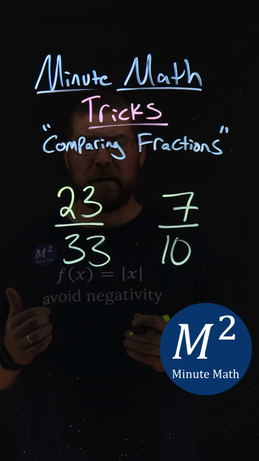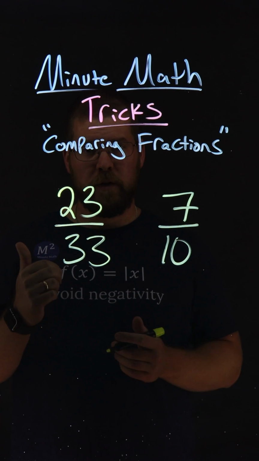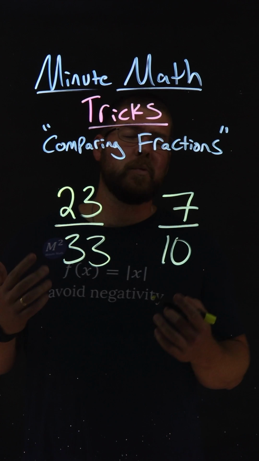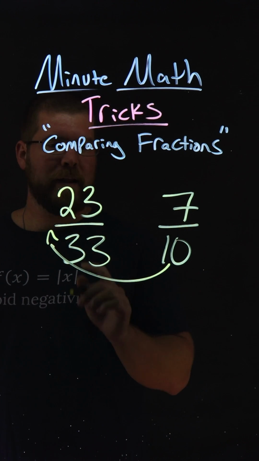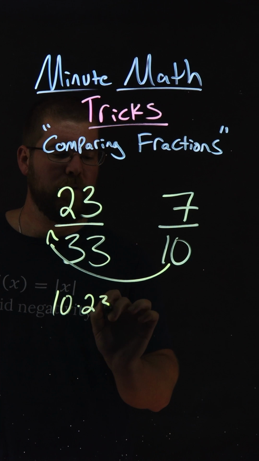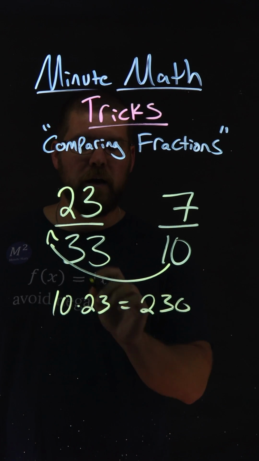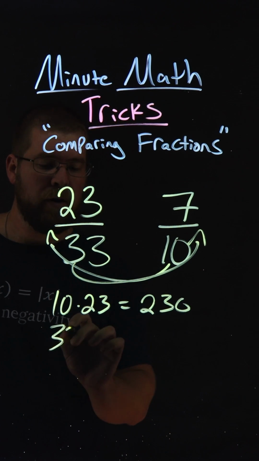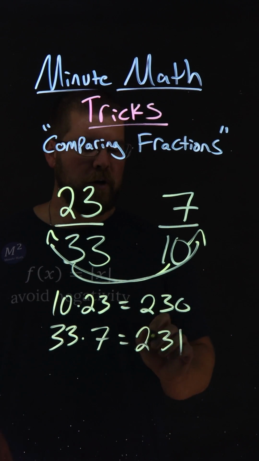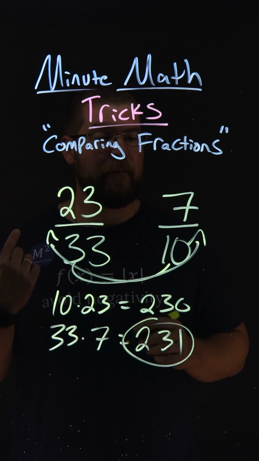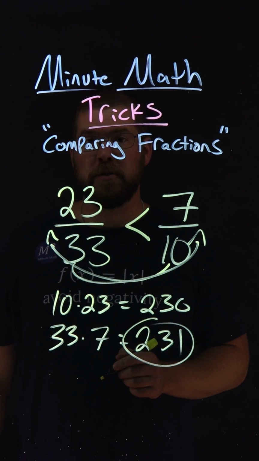Let's compare some fractions. 23 over 33 and 7 over 10. Which one is greater? Watch this. 10 times 23, bring it up. 10 times 23, easy, 230. 33 times 7 though is 231. 231 is bigger than 230, therefore 7/10 is a larger fraction.